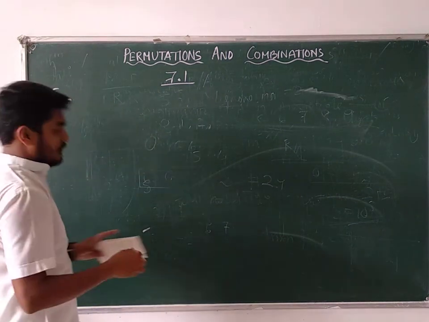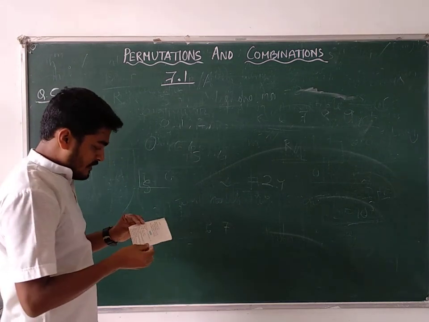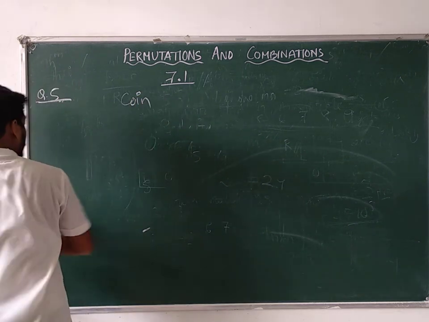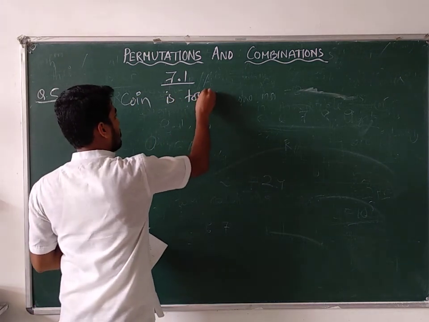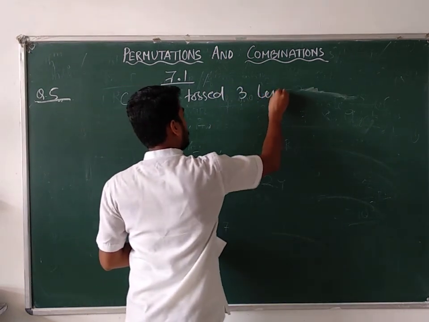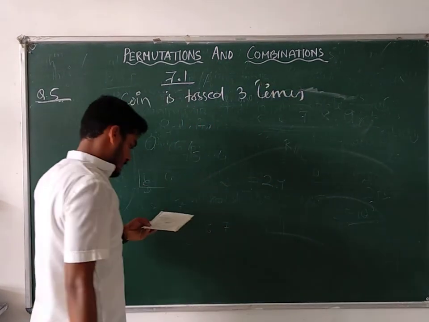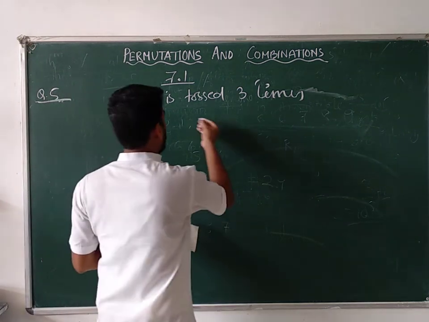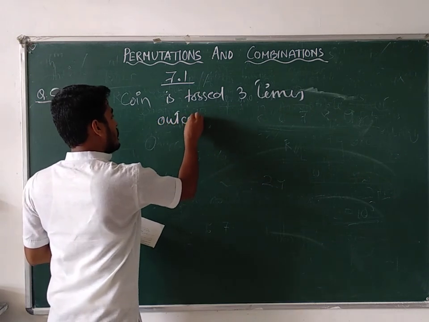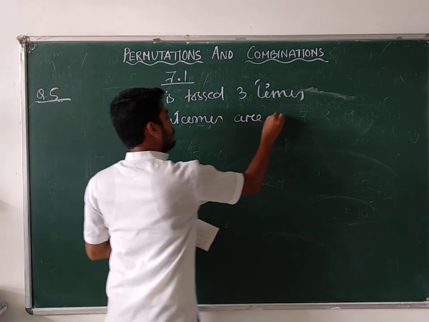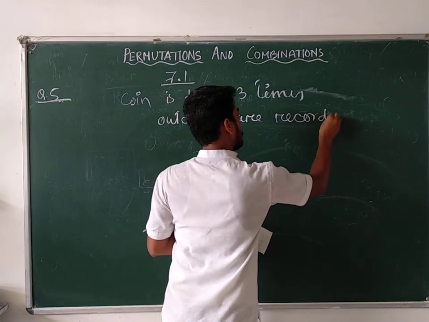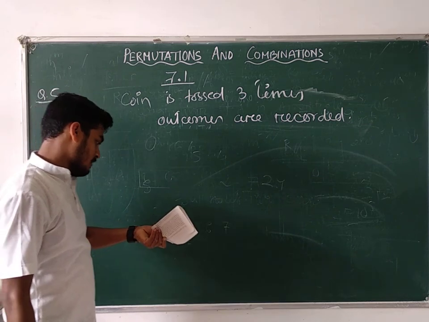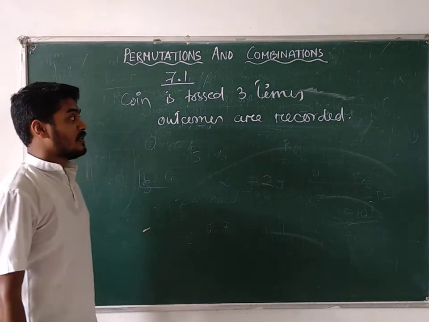The question is given that a coin is tossed 3 times, and the outcomes are recorded. So how many possible outcomes are there? You have to find the total number of possible outcomes.